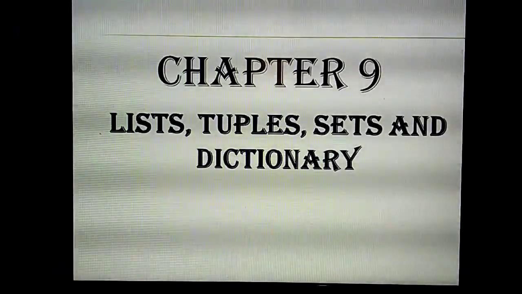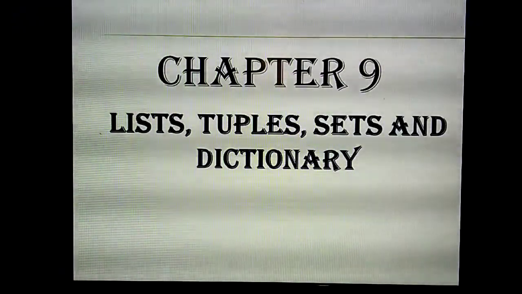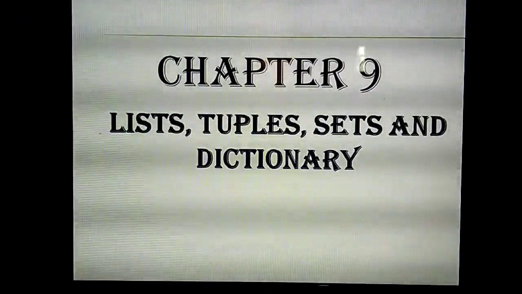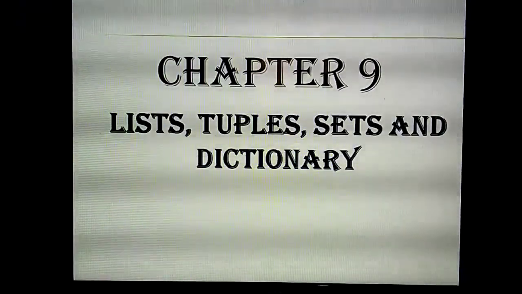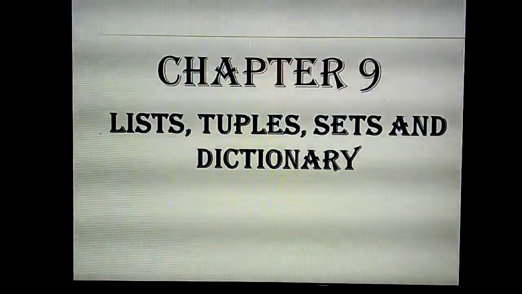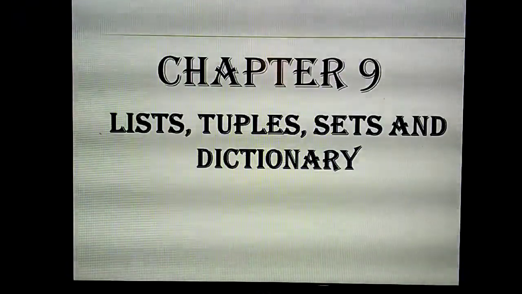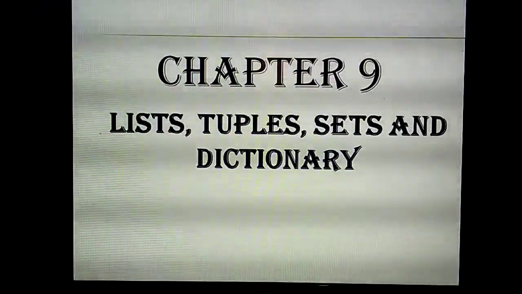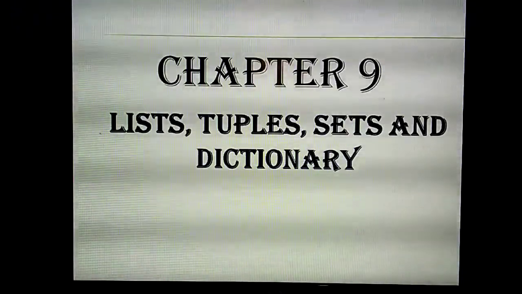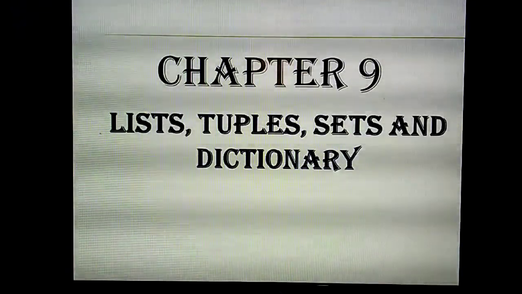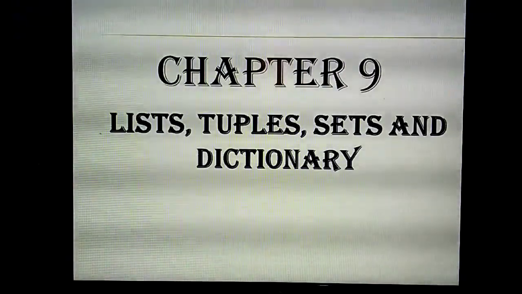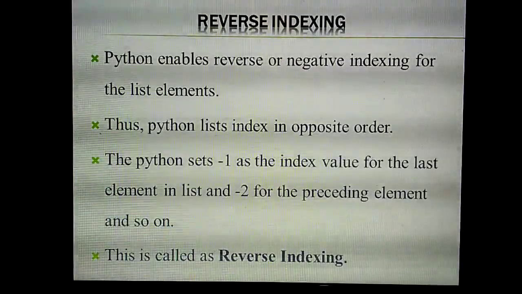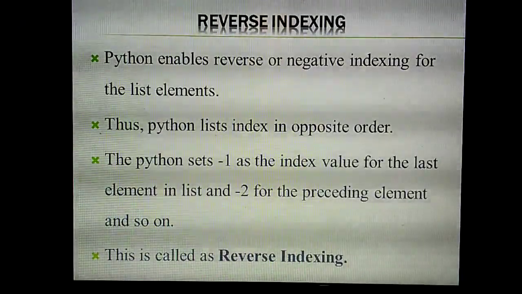Yesterday I taught some things about list. What do you mean by list? In a list, data are enclosed within square brackets. In the last class we studied what a list is, how to create a list, and how we can access the elements in the list. This much I taught in the last class. Today we are going to study reverse indexing in list.